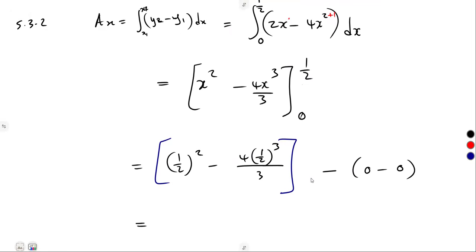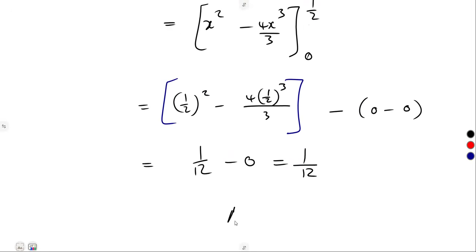That was going to give us the first part of our calculation, which is 1 over 12 minus 0. So 1 over 12 minus 0, that's 1 over 12. So that's our area, which we can also have as a decimal as 0.083 to 3 decimal places. So that's our area in square units. The area bounded by the two graphs.